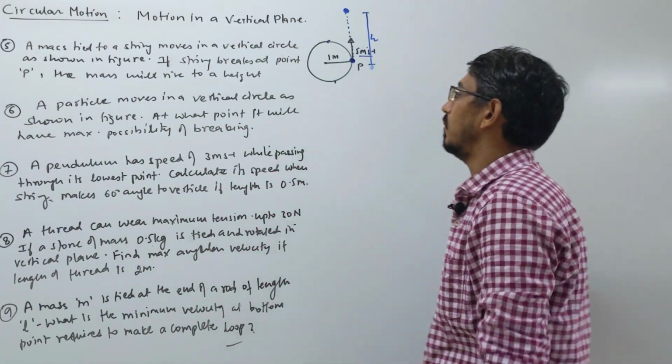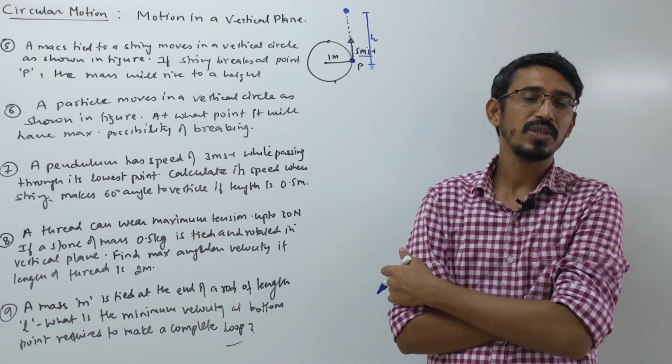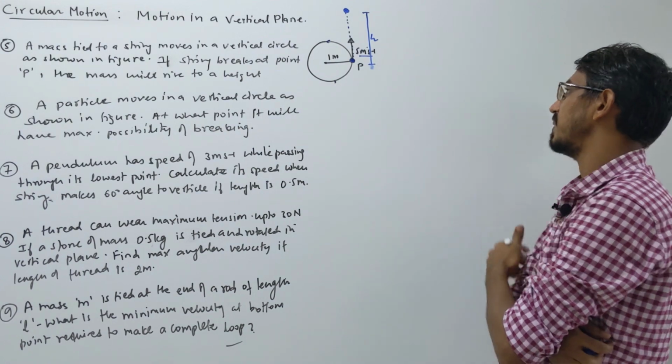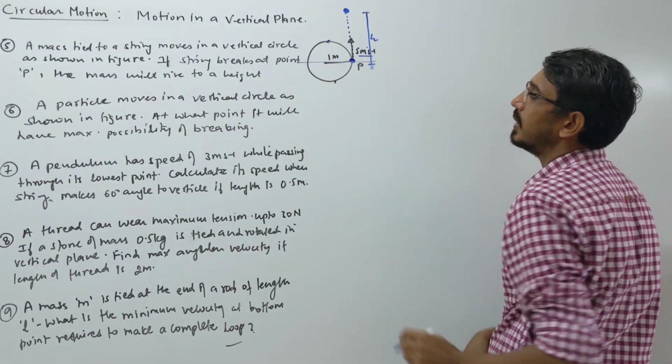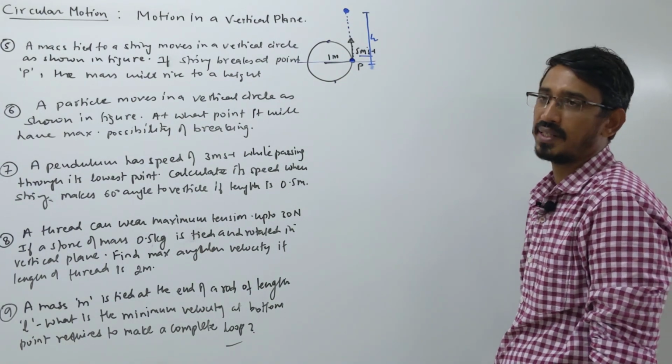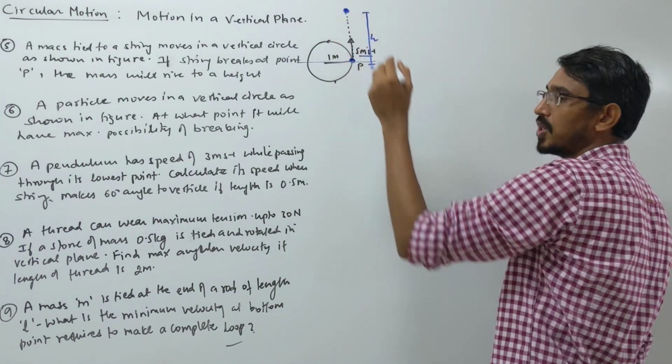So what you can do, you can write the equation of motion here, or you can write what? Conservation of energy. Conservation of energy is very simple. At this point, suppose this is the reference level. At this point you have some initial kinetic energy, and at that point kinetic energy is 0, the body stops, so we have potential energy.